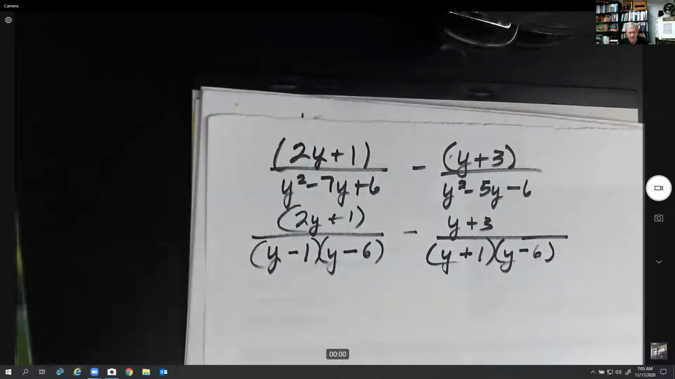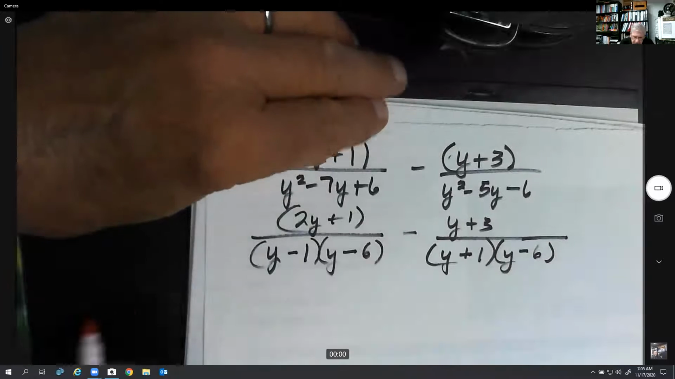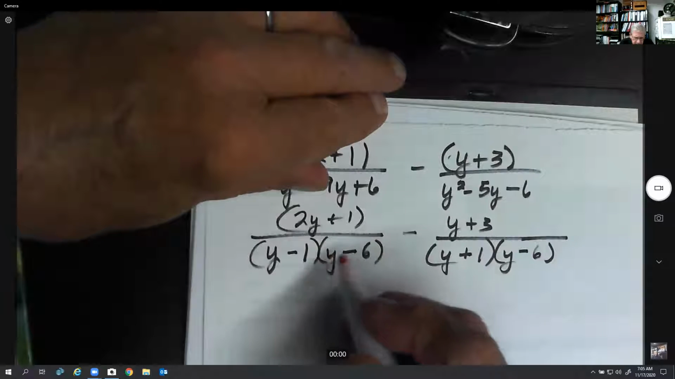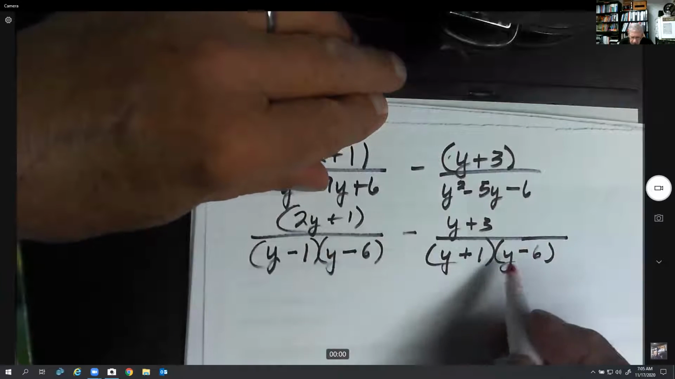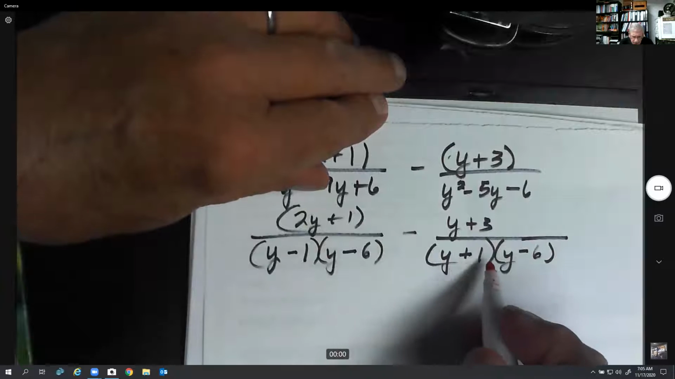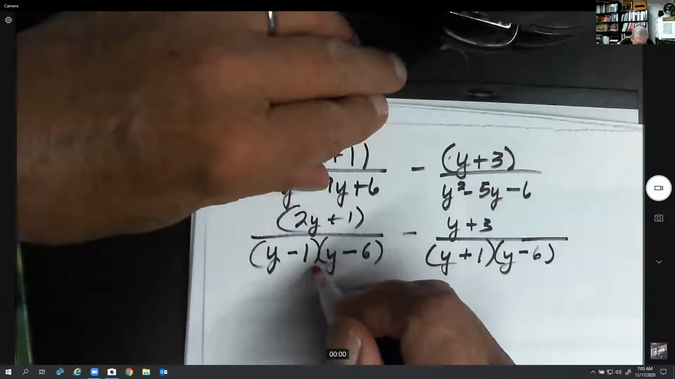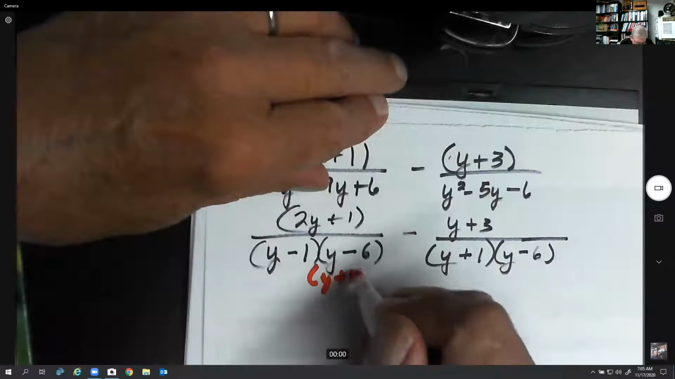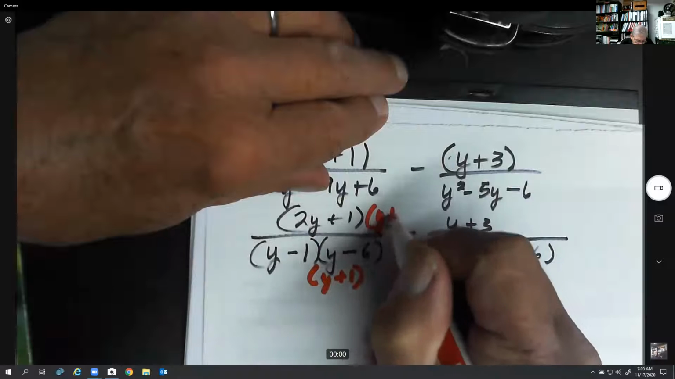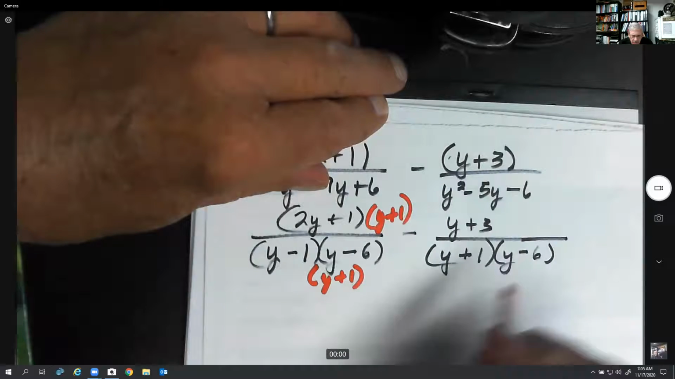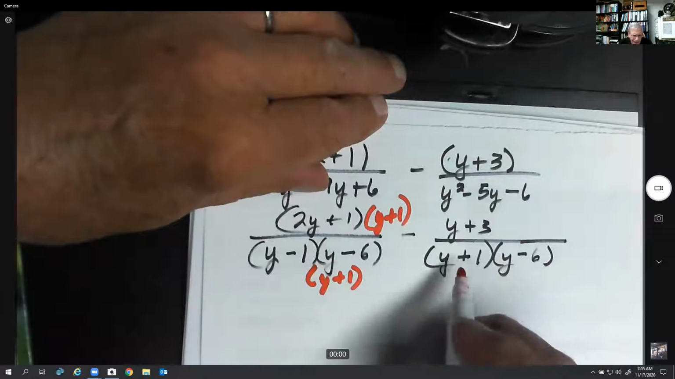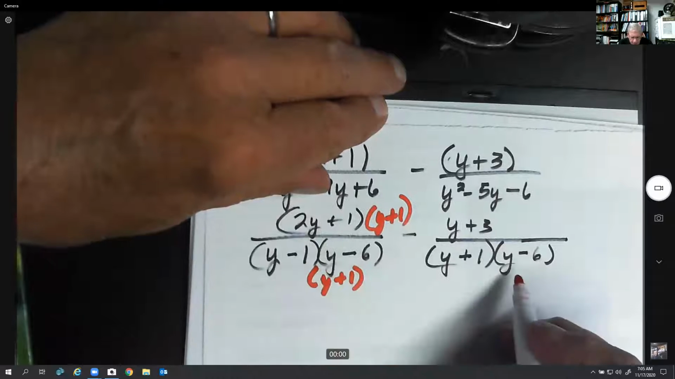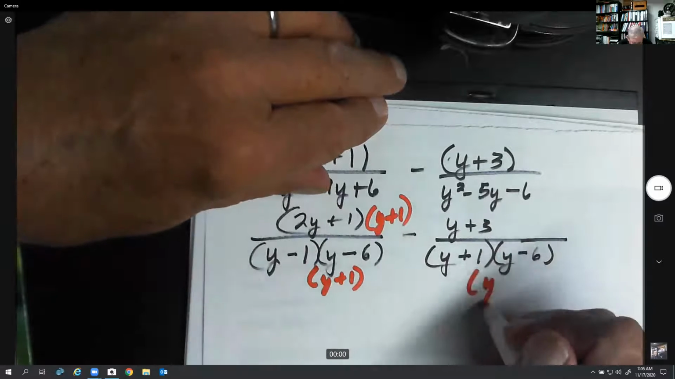Now, they're almost the same, except that they're not quite. So they do have something in common, the y minus 6, but this one right here wants a y plus 1. He looks at his neighbor. He says, hey, look, Johnny's got a y plus 1. I don't. So he wants a y plus 1, and the top wants a y plus 1. This one over here saying, oh, mommy, look, he's got a y minus 1. I don't have one. So he wants a y minus 1.